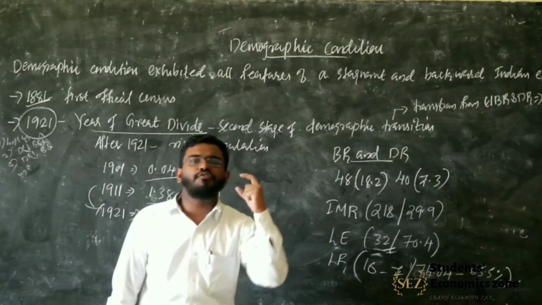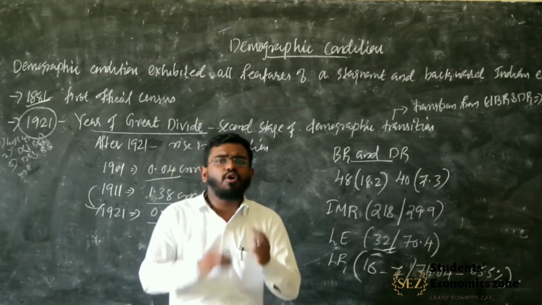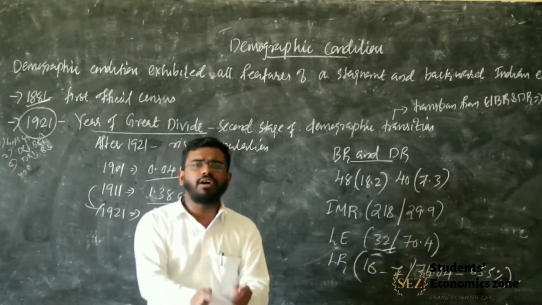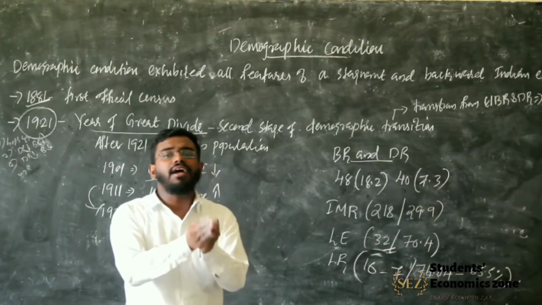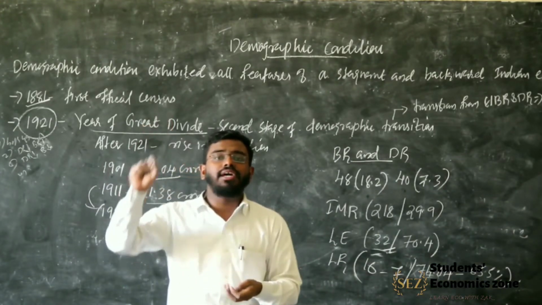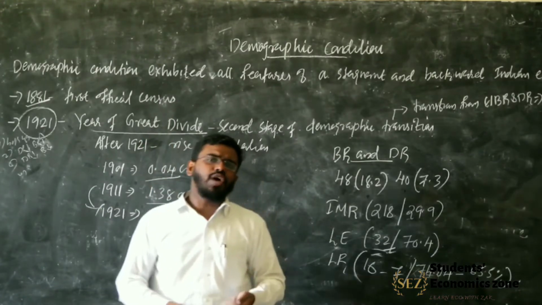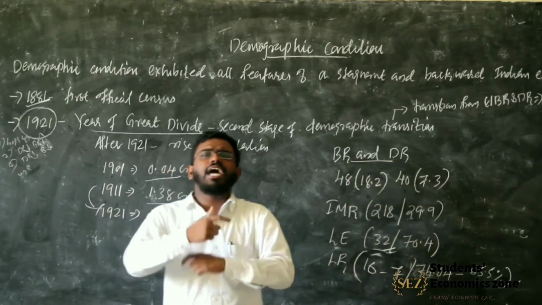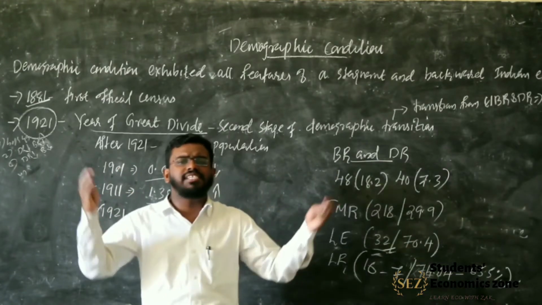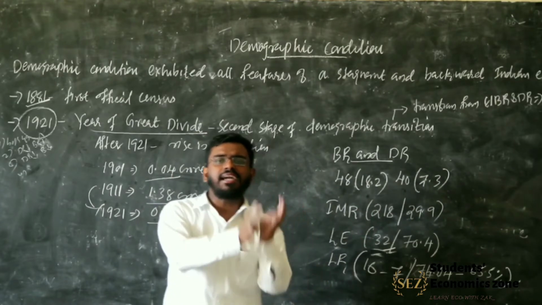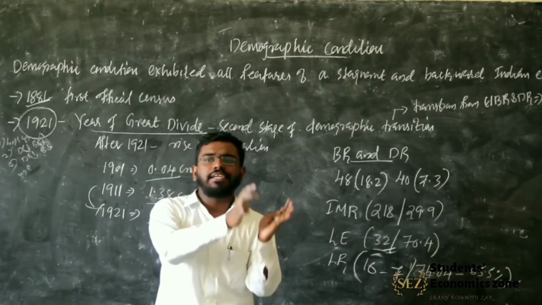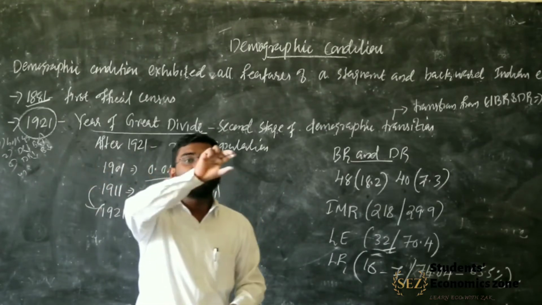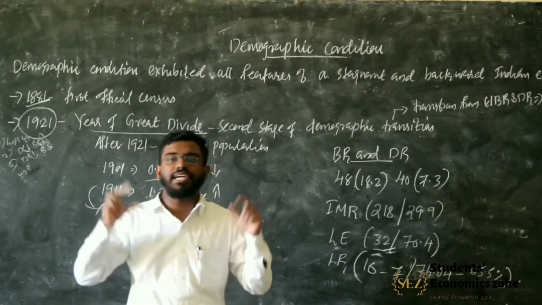So what is the meaning of demographic transition? Demographic transition means the transformation of an economy from high birth rate and high death rate to low birth rate and low death rate. Every economy wants to achieve low birth rate and low death rate. For that purpose they will introduce various policies and programs. As a result their demography or population growth will change from one stage to another. That process is known as demographic transition.